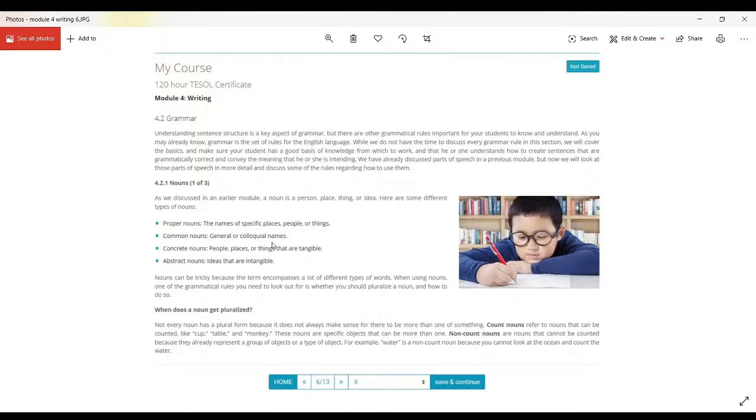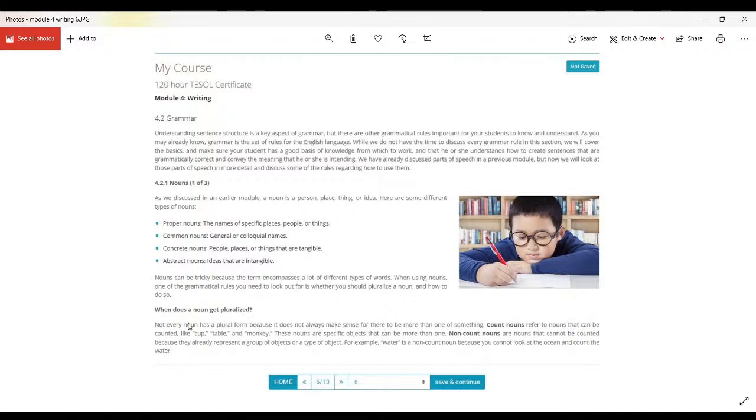Proper nouns, the names of specific places, people or things. Common nouns, general or colloquial names. Concrete nouns, people, places, or things that are tangible. Abstract nouns, ideas that are intangible. Okay, nouns can be tricky because the term encompasses a lot of different types of words. When using nouns, one of the grammatical structures or grammatical rules you need to look out for is whether you should pluralize a noun and how to do so.